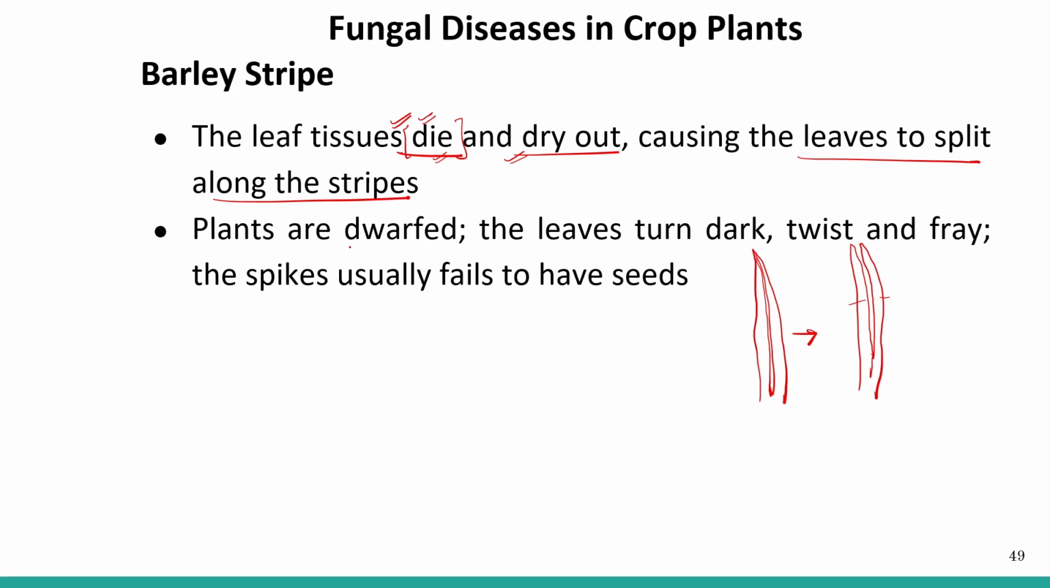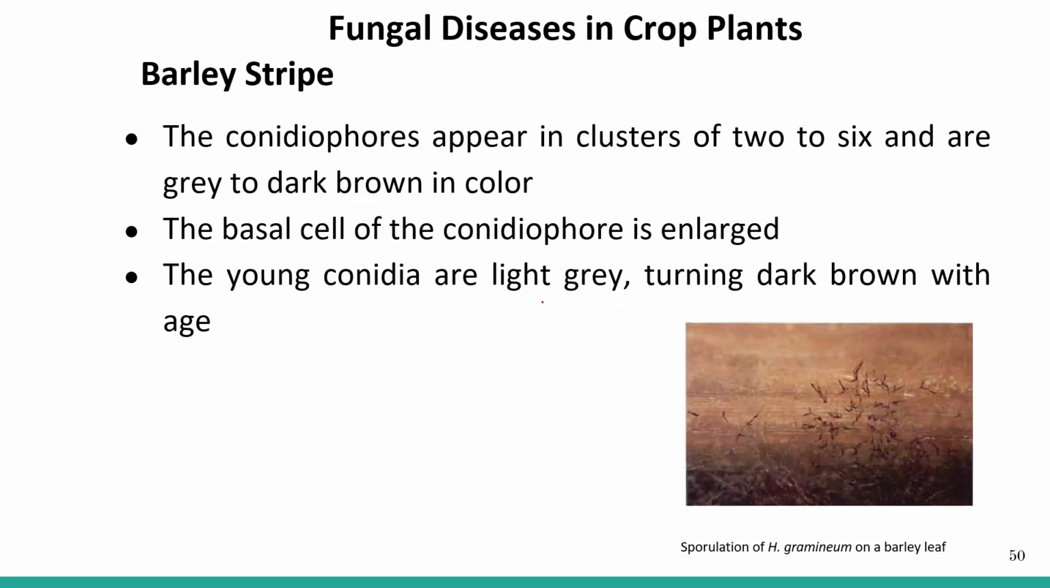So the plants are dwarf, the plants are stunted in growth, they are quite low in height, that is dwarf, and the leaves turn dark in color, twisted and frayed. So sometimes the leaves become twisted like this, right? Twisted and frayed, and the spike usually fails to have seeds. So the spikes do not have seed formation.